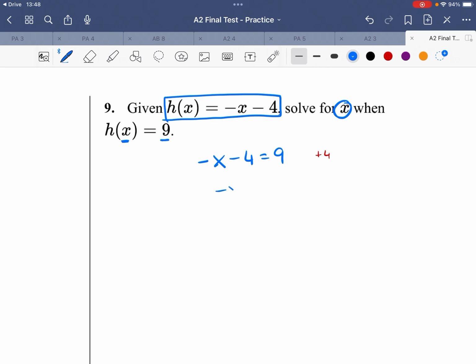I'm going to first add 4 on both sides. And then I'm going to divide or multiply, in this case it doesn't matter, by negative 1. So x equals negative 13, and that'd be the answer.